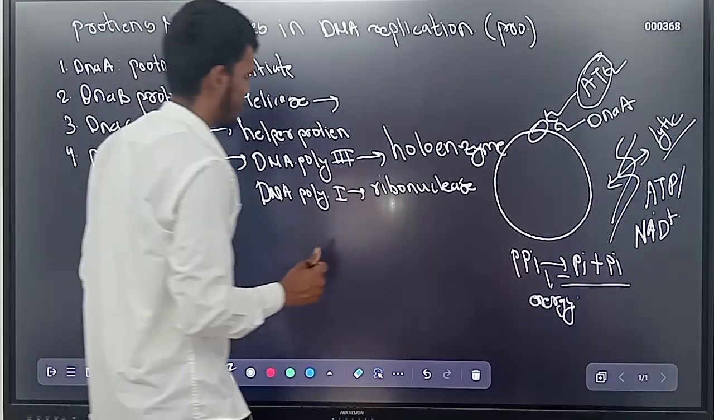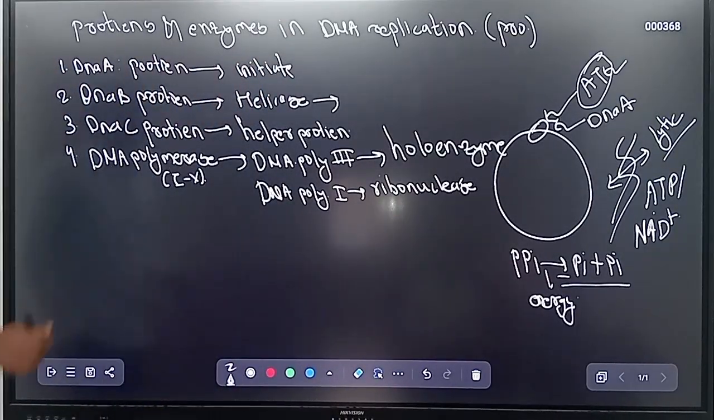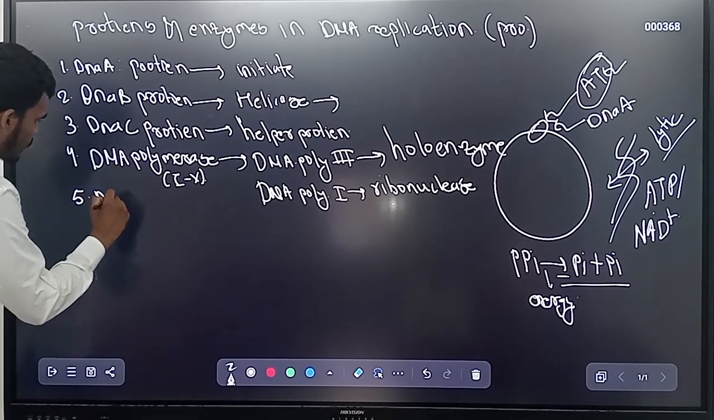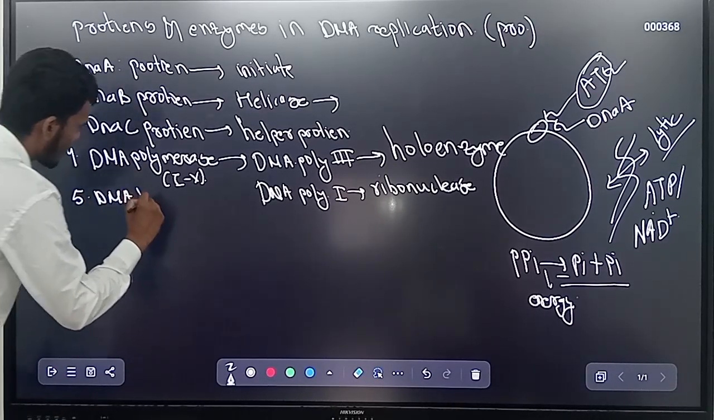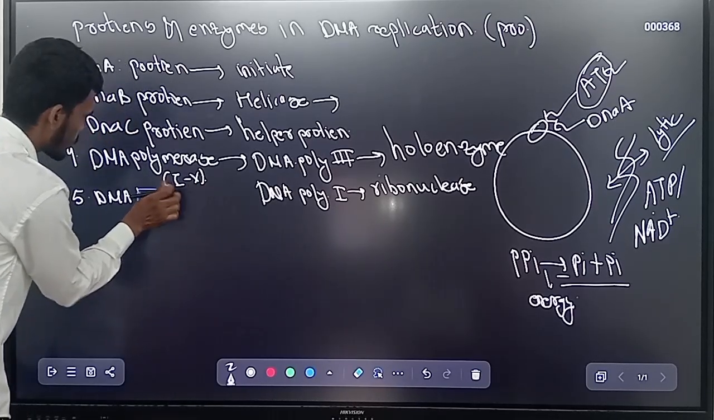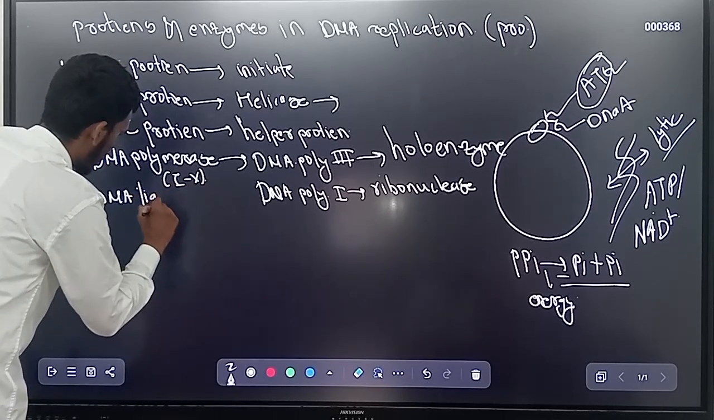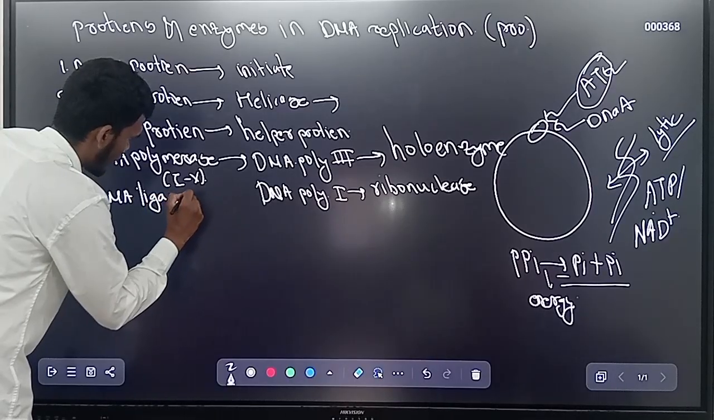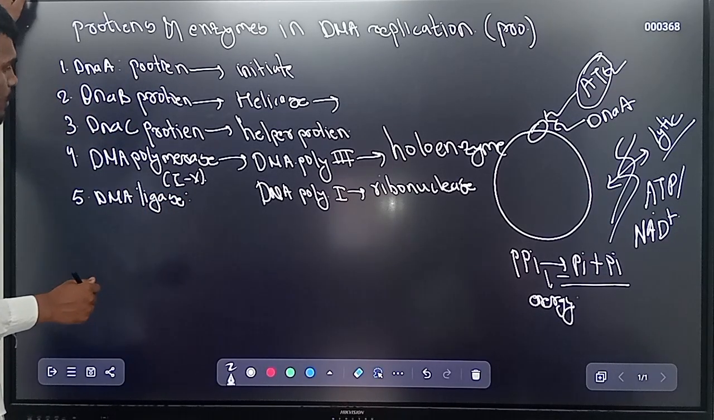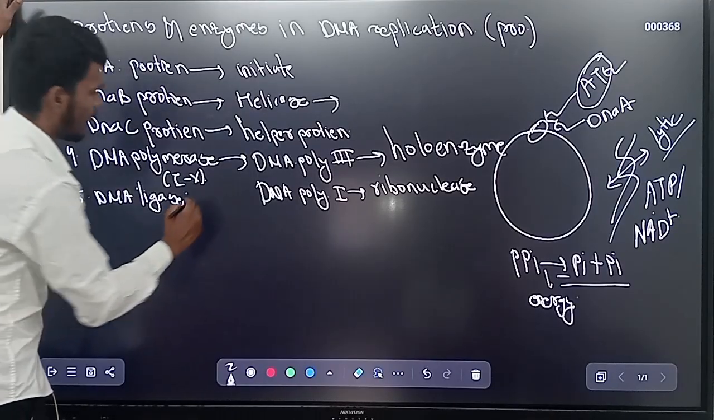So DNA polymerase 3. What is DNA polymerase 3? This is the hero of this process. This enzyme is the one which will do all the work. All the mechanism is done by DNA polymerase only when the process starts. Before that there will be many proteins which will help it to initiate the process.